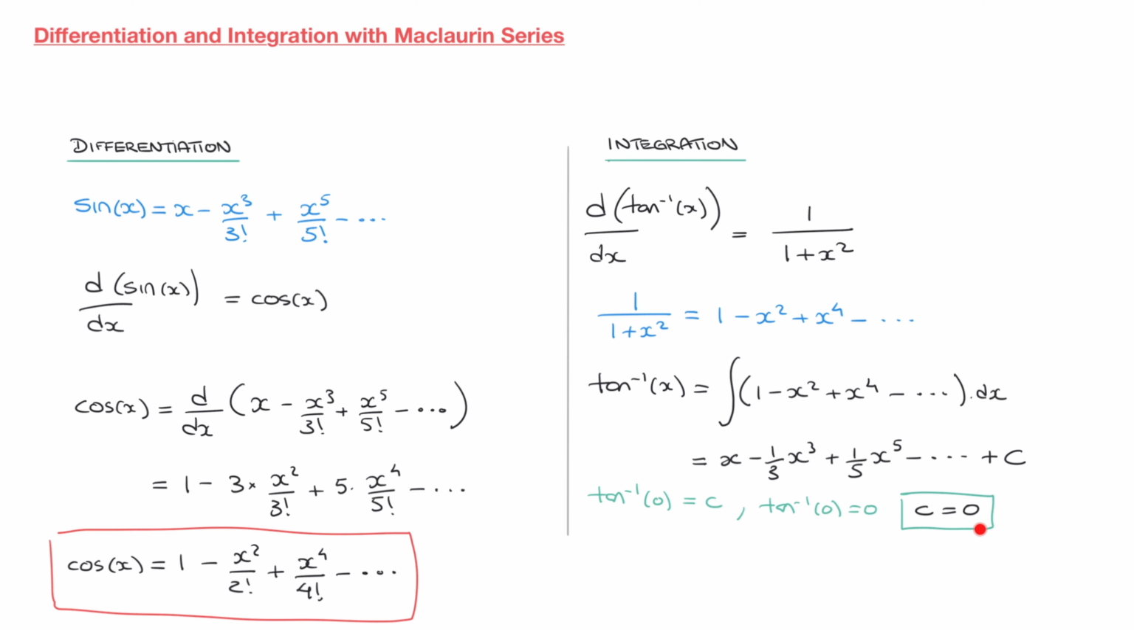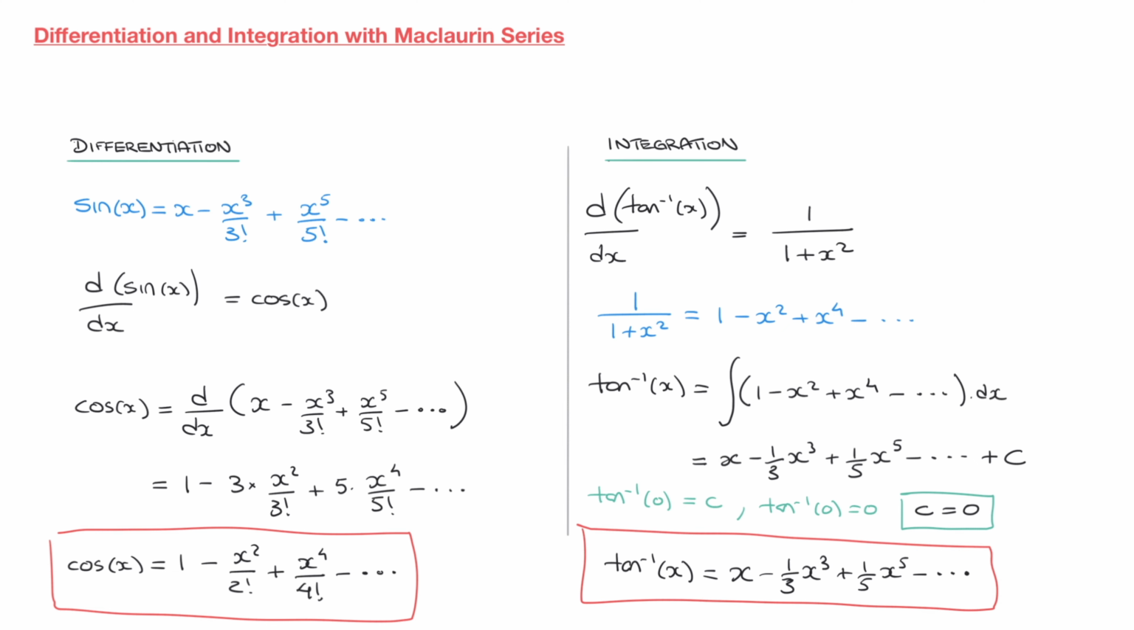Since the constant of integration is equal to 0, we can now state that the Maclaurin series for inverse tan of x, or arctan of x, is equal to x minus 1/3 of x cubed plus 1/5 of x to the power of 5, and we could carry on forever that way. And we're done! We've now seen that we can differentiate and integrate Maclaurin series in order to obtain the Maclaurin series that we're after. And that's it for this tutorial.